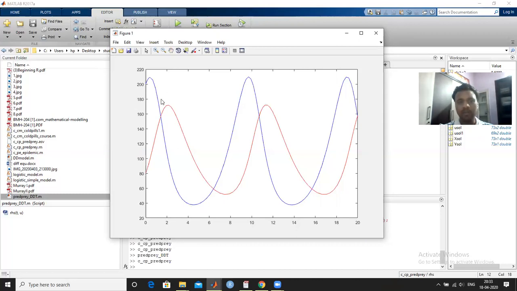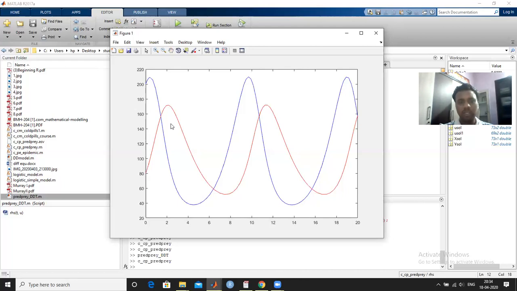So then the population of the predator will start decreasing, and once the predator population decreases, the population of the prey starts increasing. This is the nature of the system. You can check there is a time lag between these two curves, meaning which one attains the peak first, the blue one or the red one. The blue one attains the peak first, then the other does. This is known as the time lag.